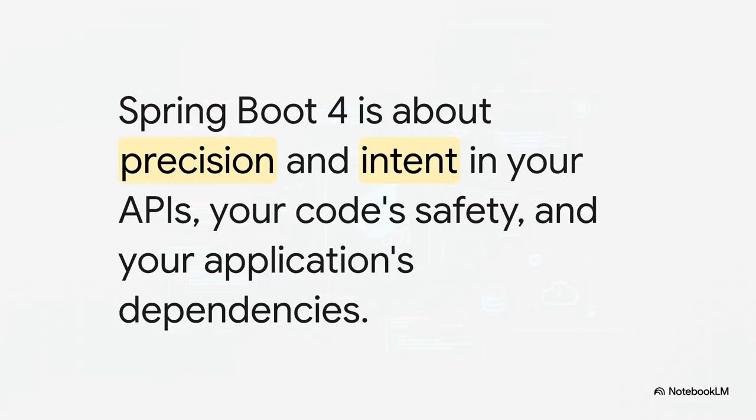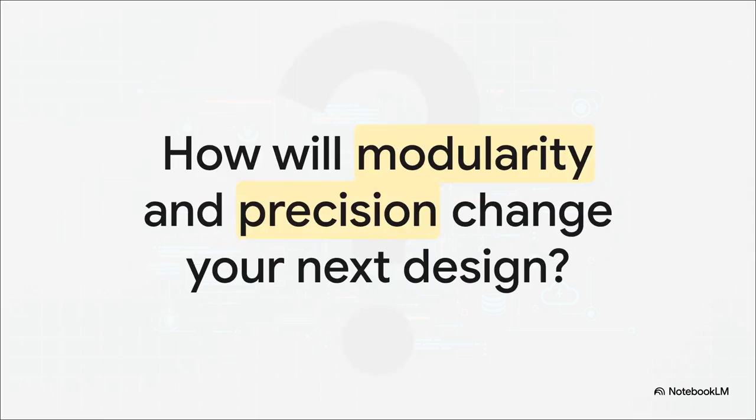So, if you step back and look at the whole picture, a really clear theme pops out: precision and intent. Spring Boot 4 is giving us developers the tools to be really precise with our API contracts, really explicit about our code safety, and really intentional about every single dependency we bring into our projects. So I'll just leave you with this one question to chew on. With all these powerful new tools for precision and safety at your fingertips, how is that going to change the way you design your next application?